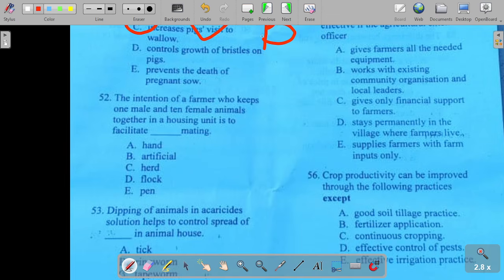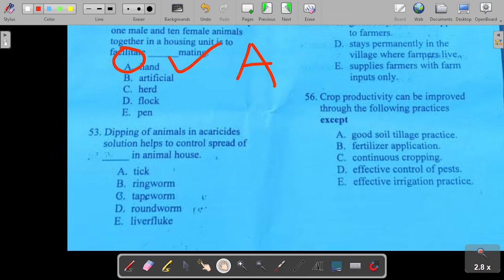Number 52. The intention of a farmer who keeps 1 male and 10 female animals together in a housing unit is to do hand mating, artificial mating, head mating is hand mating. 52 is A. 53. Dipping of animals in acaricide solution helps to control spread of ticks in animal house. Ringworm, ticks, tapeworm, ticks. They stick to the body of animals.